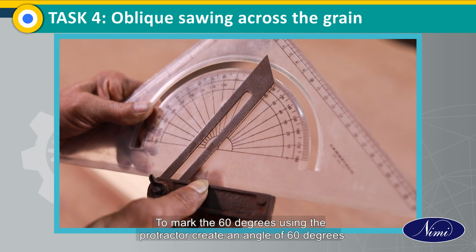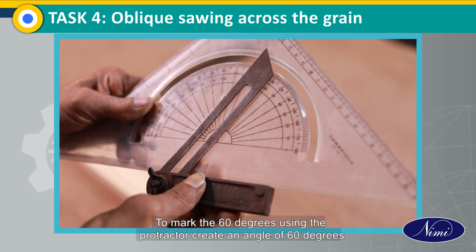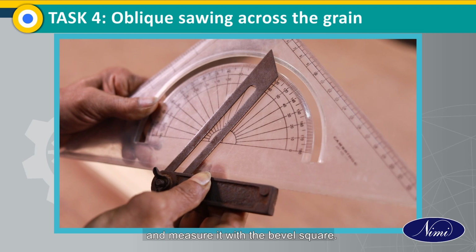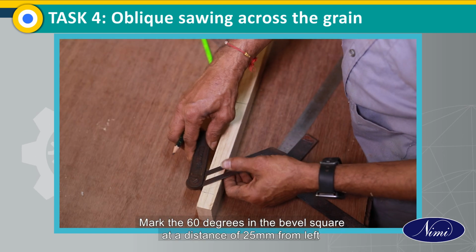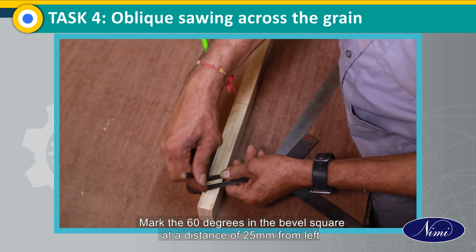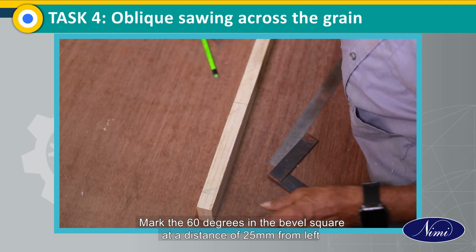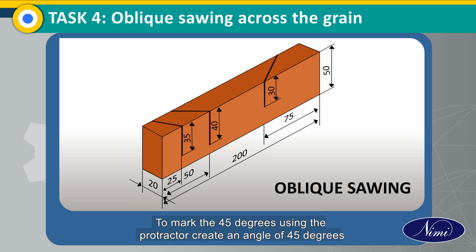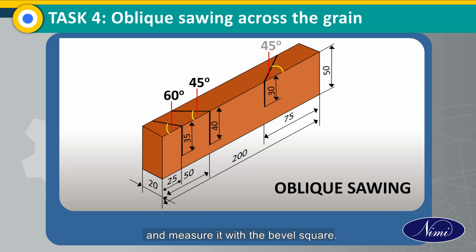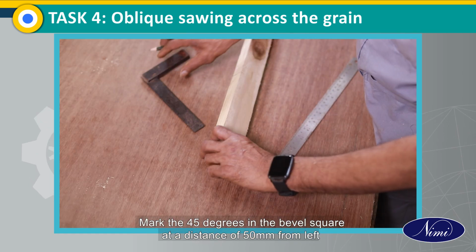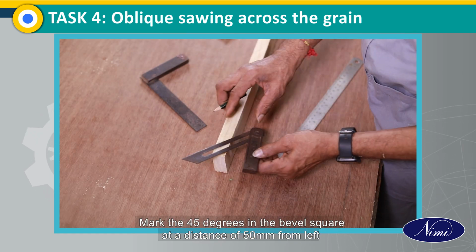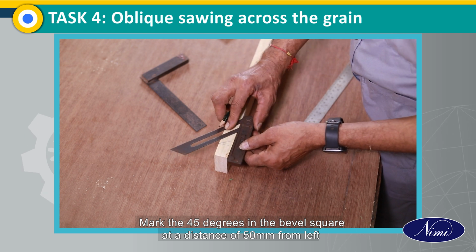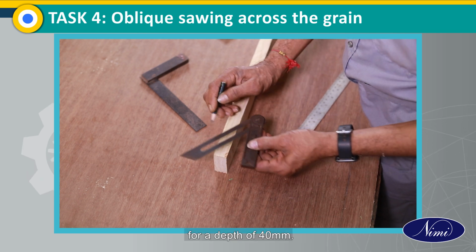To mark the 60 degrees using the protractor, create an angle of 60 degrees and measure it with a bevel square. Mark the 60 degrees with the bevel square at a distance of 25 mm from left for a depth of 35 mm. To mark the 45 degrees using the protractor, create an angle of 45 degrees and measure it with a bevel square. Mark the 45 degrees with the bevel square at a distance of 50 mm from left for a depth of 40 mm.